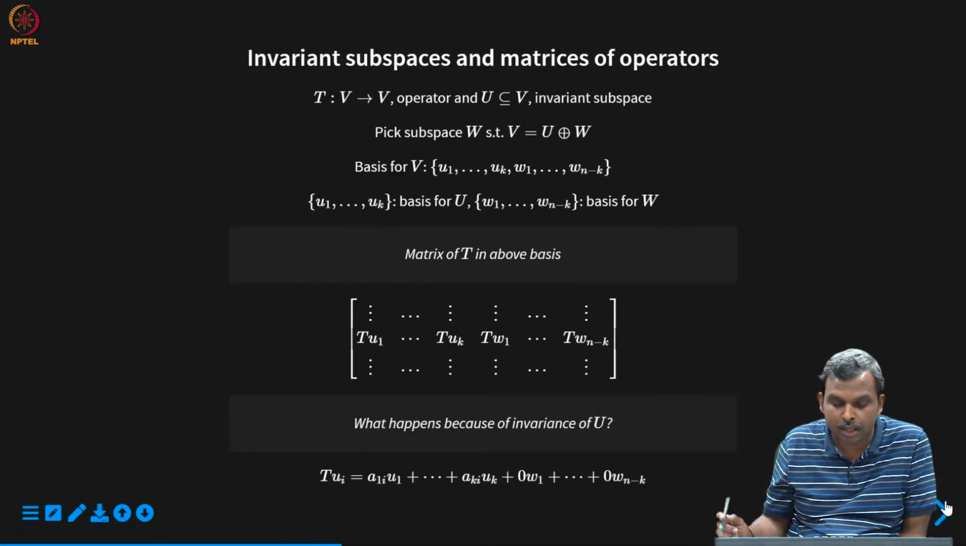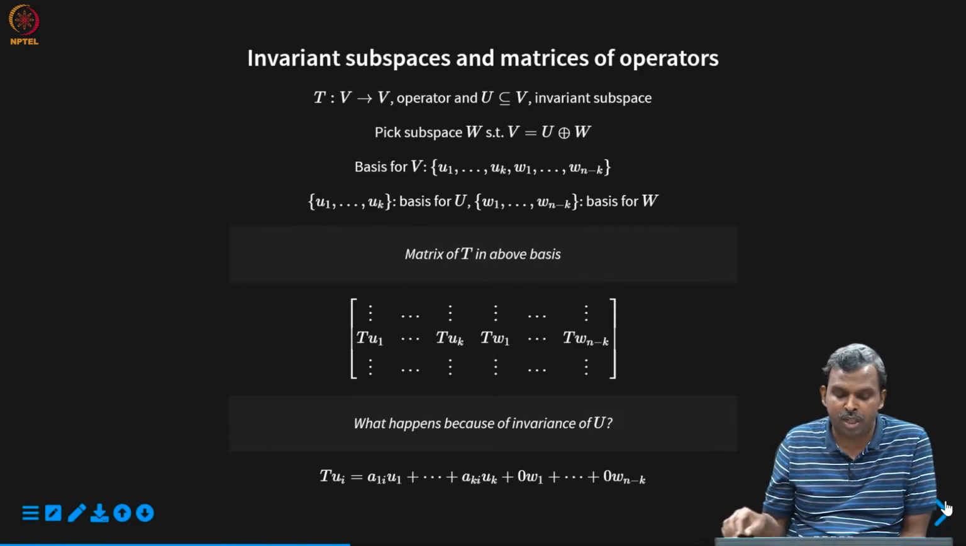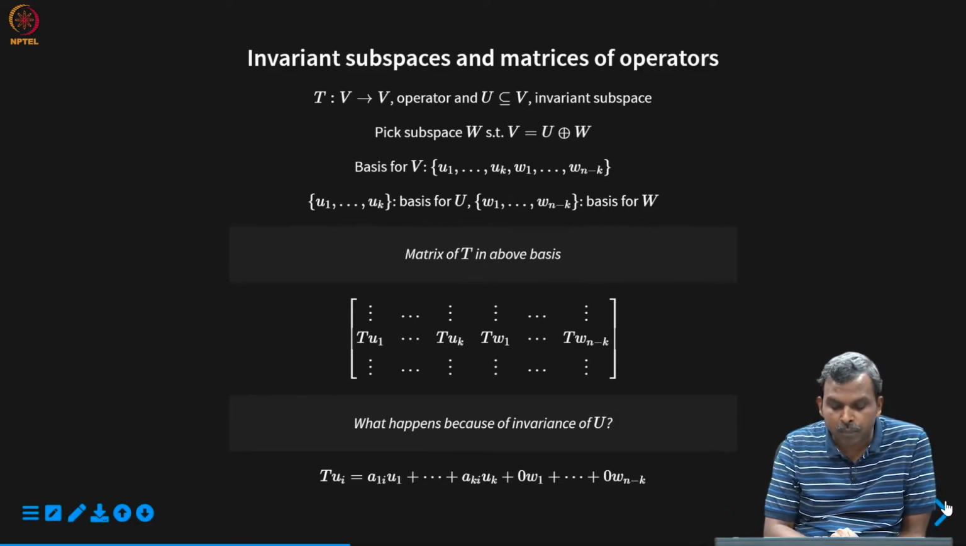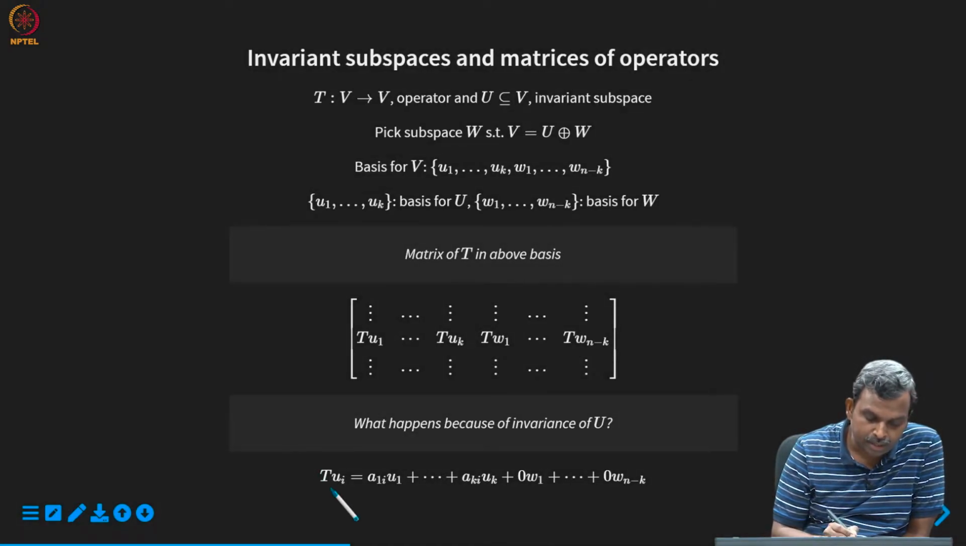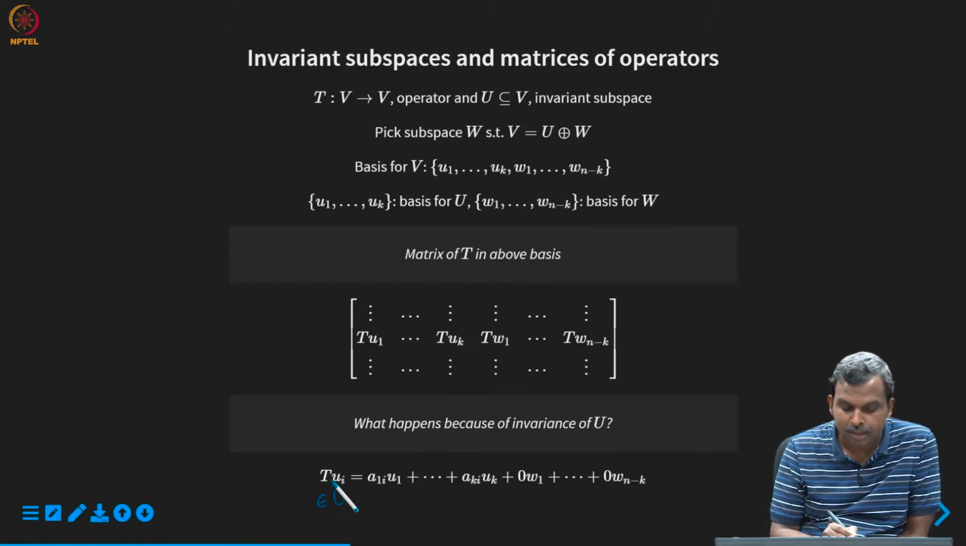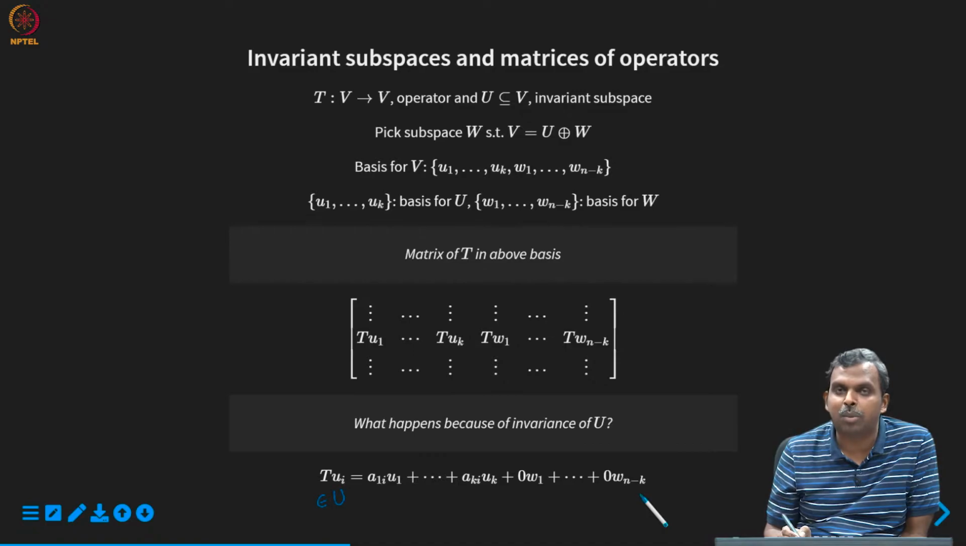Now let's closely look at what happens because of the invariance of U. If you look at TUi, it will have coefficients from U1 through Uk. There will be some coefficients A1i multiplying U1, Aki multiplying Uk. It could have. But because U is invariant, TUi belongs to U. Since it belongs to U, it cannot have anything from W, because of this direct sum property. So all these coefficients should be 0. These zeros have to show up for every Ui.